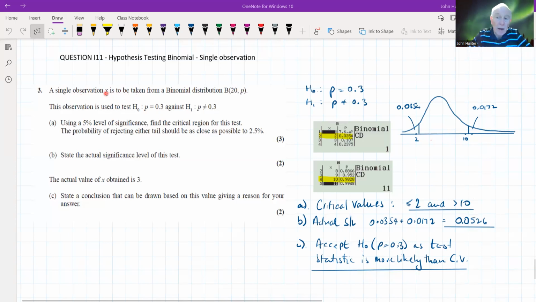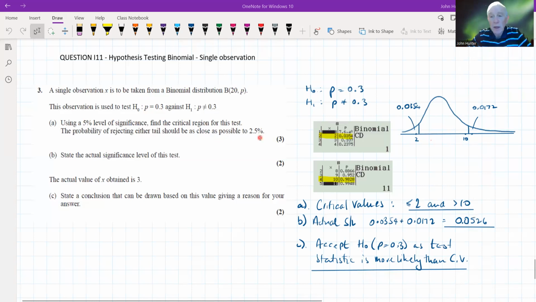X is the random variable. It's going to be the number of successes in your trials of 20. So that's the random variable that you're using as your test statistic. So let's just have a look a bit further then. The observation is used to test the null hypothesis that the probability is 0.3 against the alternative that it's not 0.3. This is going to tell us it's a two-sided test. Using a 5% level of significance, find the critical region for this test. The probability of rejecting in either tail should be as close as possible to 2.5%.